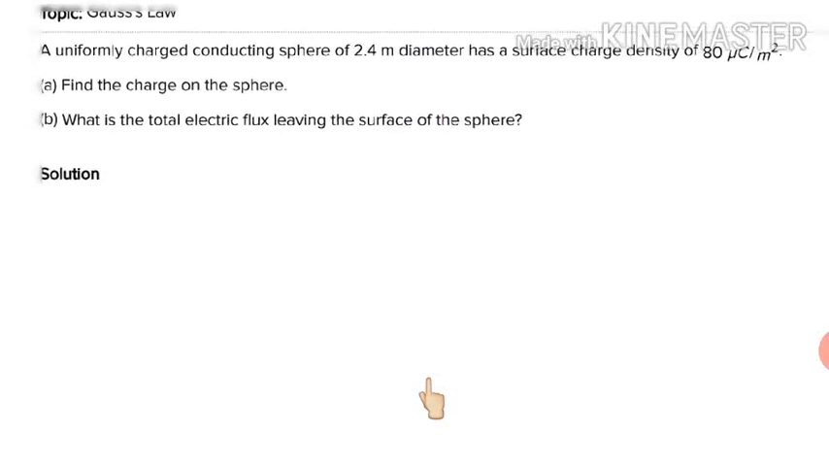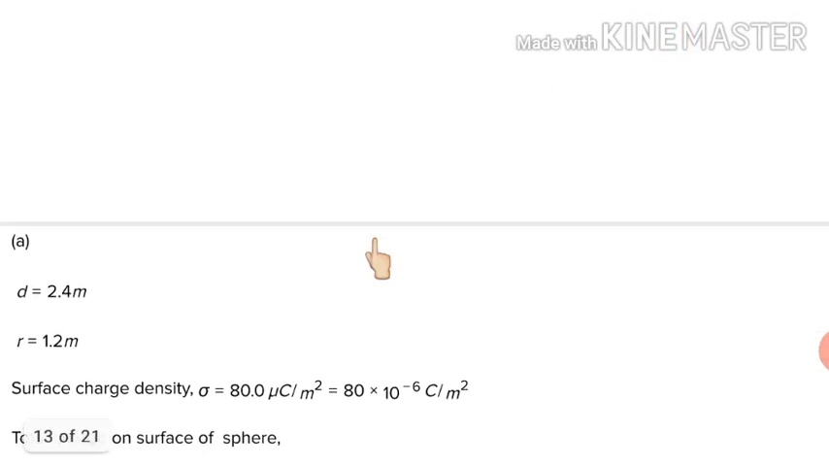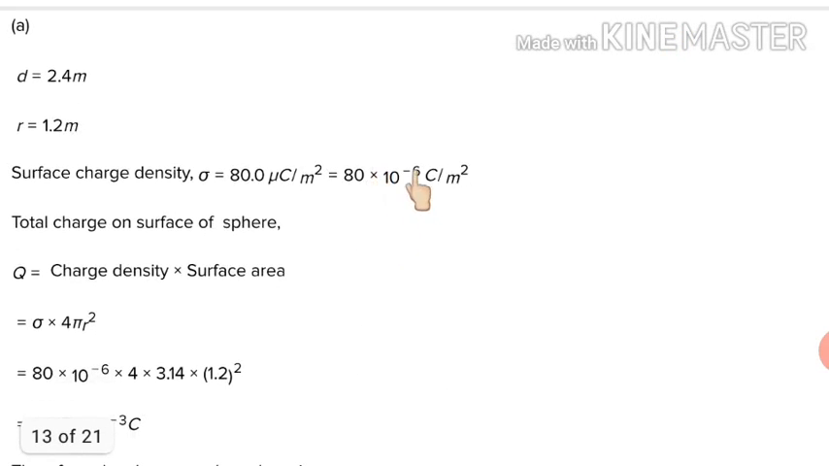Next question is, a uniformly charged conducting sphere of 2.4 meter diameter has a surface charge density of 80 microcoulomb per meter square. So diameter is given, or we can say that radius is given, that is 1.2 meter, and surface charge density is given. We have to calculate the charge on this sphere. Now we know what surface charge density is. Sigma is equal to Q upon A. So through that we can easily calculate.